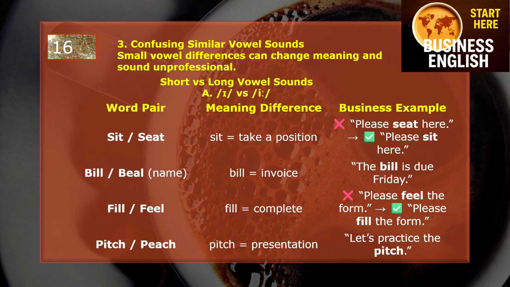Okay, so now it's still about short and long vowel sounds, but now it's going to be I versus E. Word pair, first one is sit and seat. Meaning difference, sit is take a position. So in business example, we have "Please seat here," which is wrong because we should say "Please sit here."